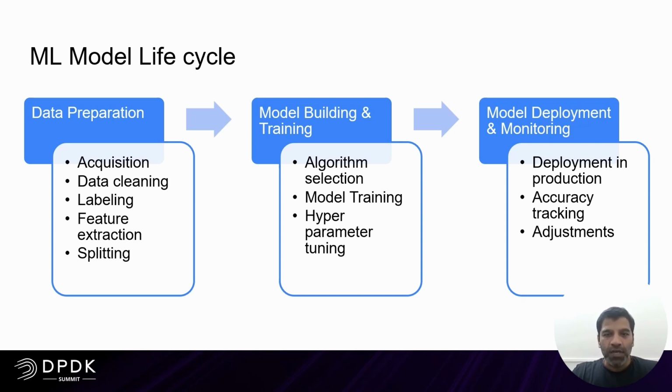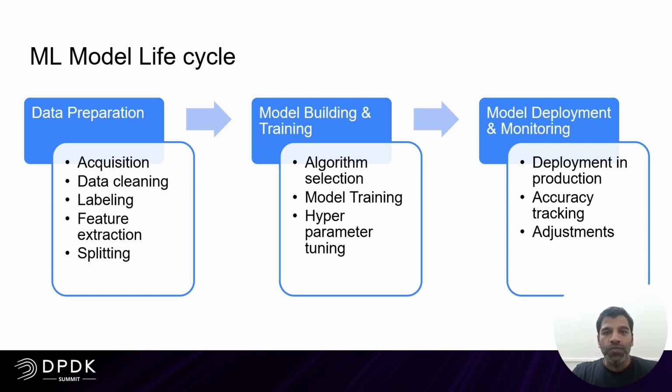In the data preparation stage, the acquired data is cleaned to remove any outliers, missing data, or any kind of noise, and then the data is scaled and normalized. This stage also includes labeling and feature extraction. Along with this, the total data that is available is split into two different data sets. One is used for training and one for validation.